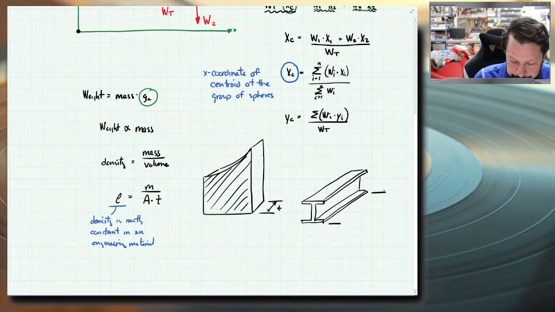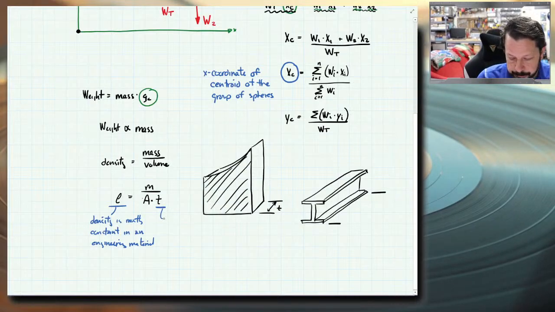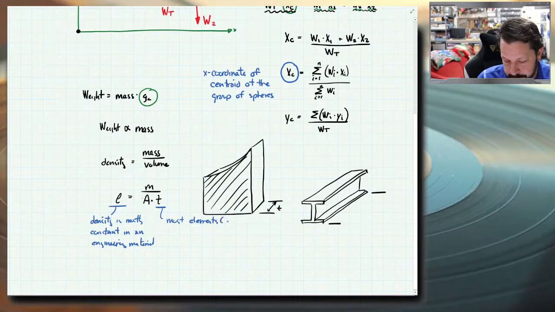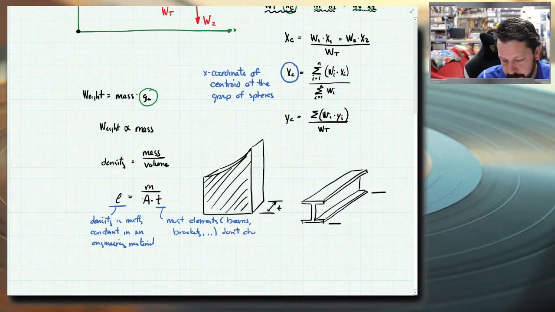So I can also say that as far as the thickness goes, most elements, so beams, brackets, plates, stuff like that, don't change their cross section from one end to the other.